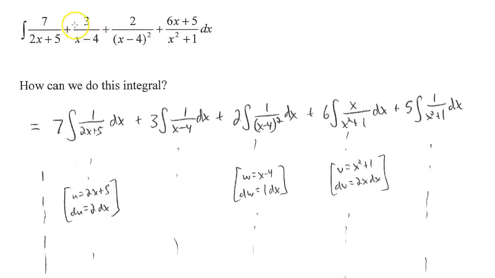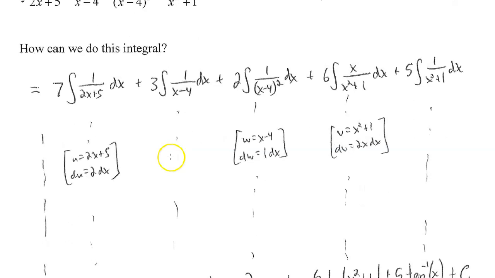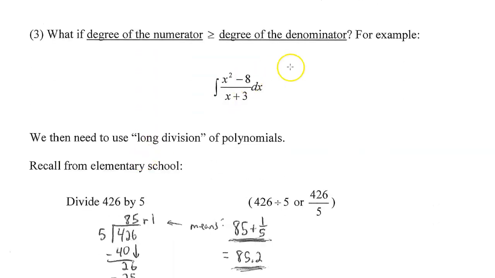Okay, so just make sure that once you've done the partial fraction decomposition and you get something like this, you know how to integrate this, right? You break it apart. Okay, and the very last thing is, what if the degree of the numerator is greater than the degree of the denominator? So we have something like this, x squared minus 8 over x plus 3.